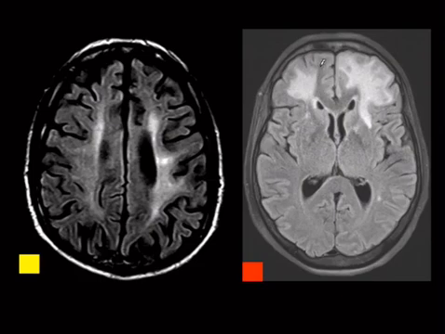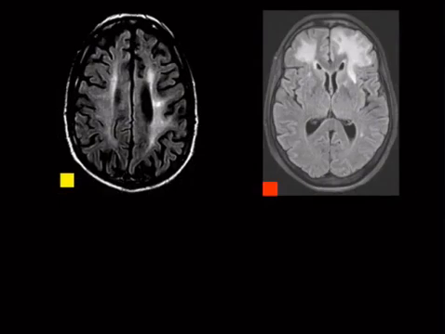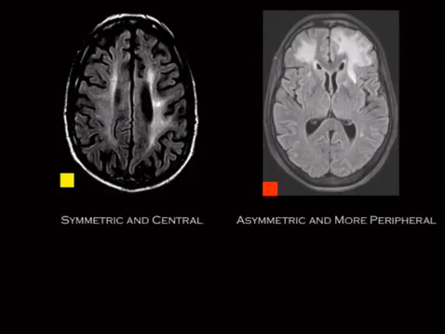And we've got hyperintense signal. And let's look at the patterns here. So this one here has a very central and symmetric appearance. This one here is more peripheral. It's going all the way out into the edges. And it's more asymmetric, right? It's like bigger on this side than that side. So central and symmetric, asymmetric and more peripheral. This red one here involves the U fibers.